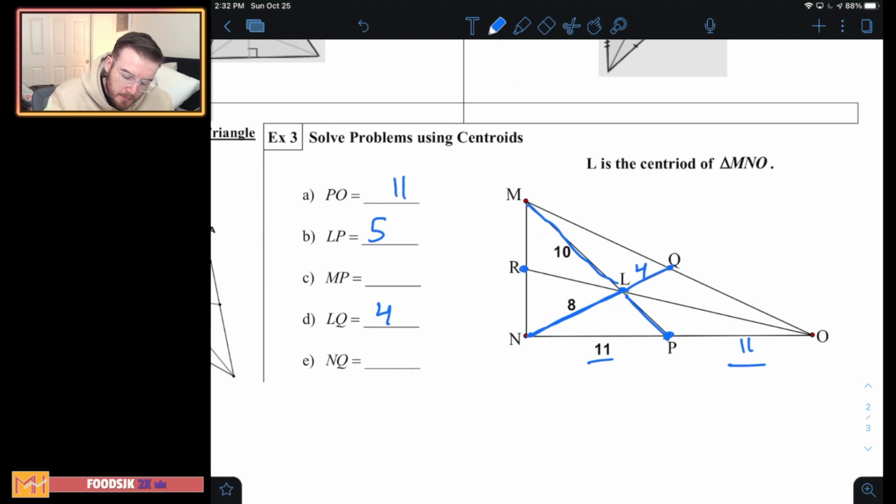And then MP is this entire thing, right? Well, we already said that LP is 5. So 10 and 5 make 15. That's pretty straightforward. And then N and Q, well, 8 and 4 added together give us 12.